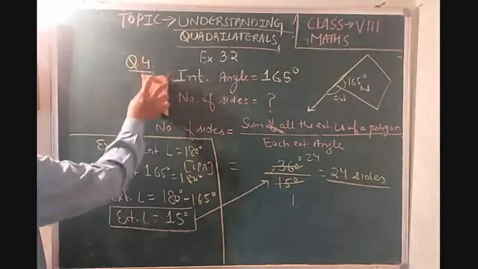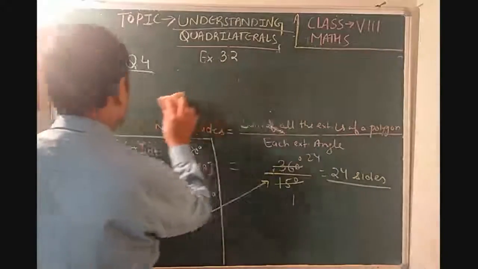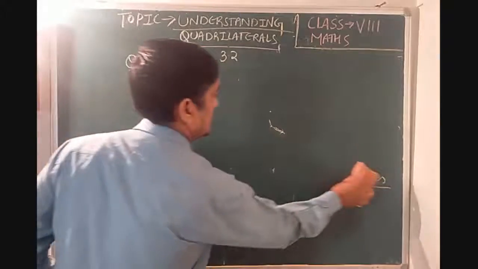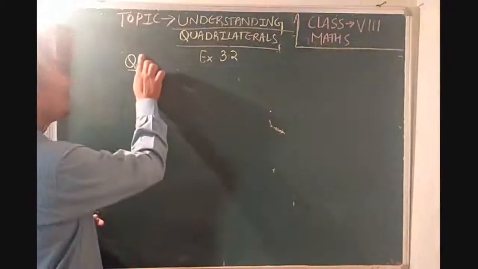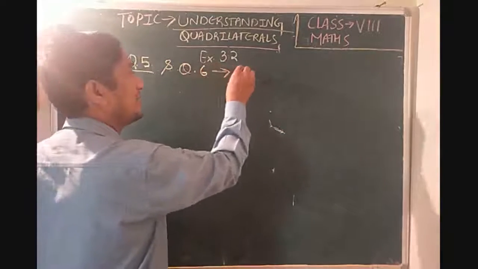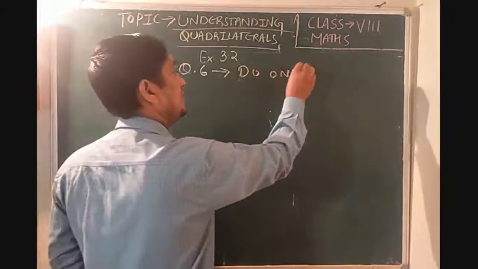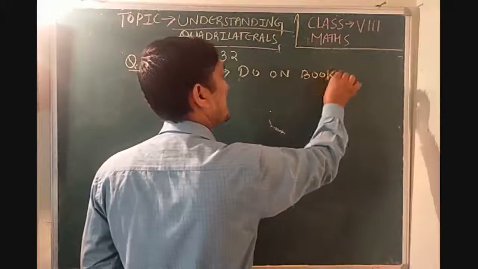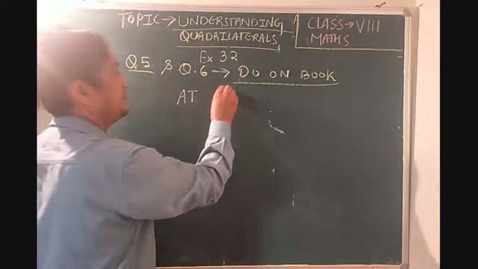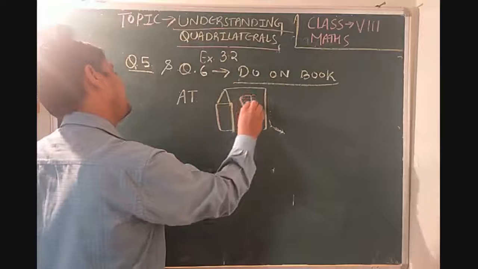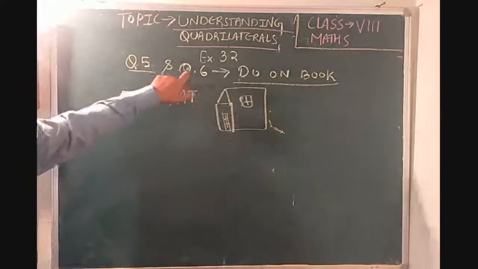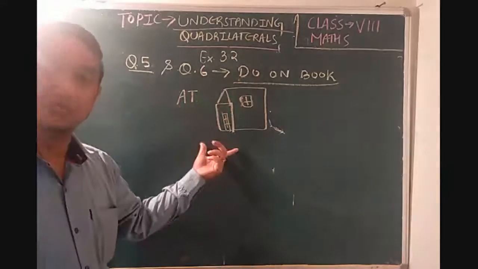Now children, after this, question number 5 and question number 6, do in the book at home.